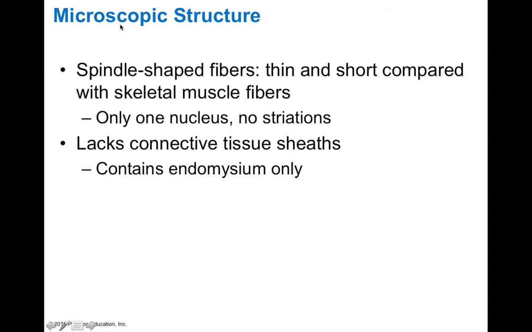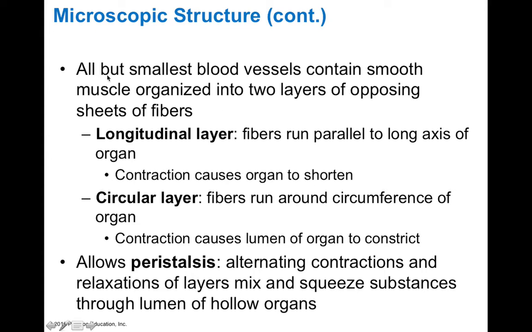In terms of the microscopic structure of smooth muscle, we know that it's kind of spindle shaped. There's short, thin cells that only have one nucleus and no striations. Now, connective tissue is mostly lacking within smooth muscle, and so we find that it actually contains endomysium just to nourish those cells. Now, the smallest blood vessels of your body pretty much don't contain smooth muscle in their wall, but the rest of your blood vessels do.